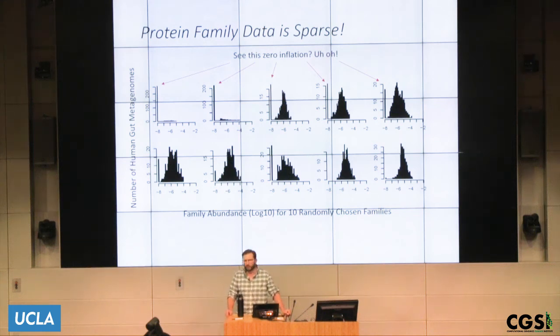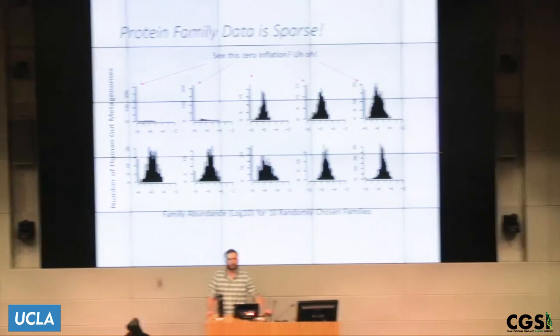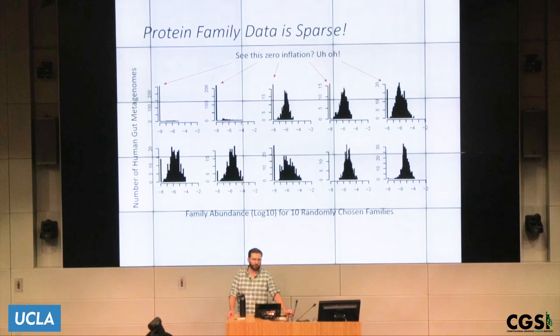It is not normally distributed. You'll note the zero inflation. Like OTU data, if you've ever worked with that, it's sparse. Many protein families are not commonly represented across samples. So using normal distributions in your statistical modeling is going to get you into trouble.